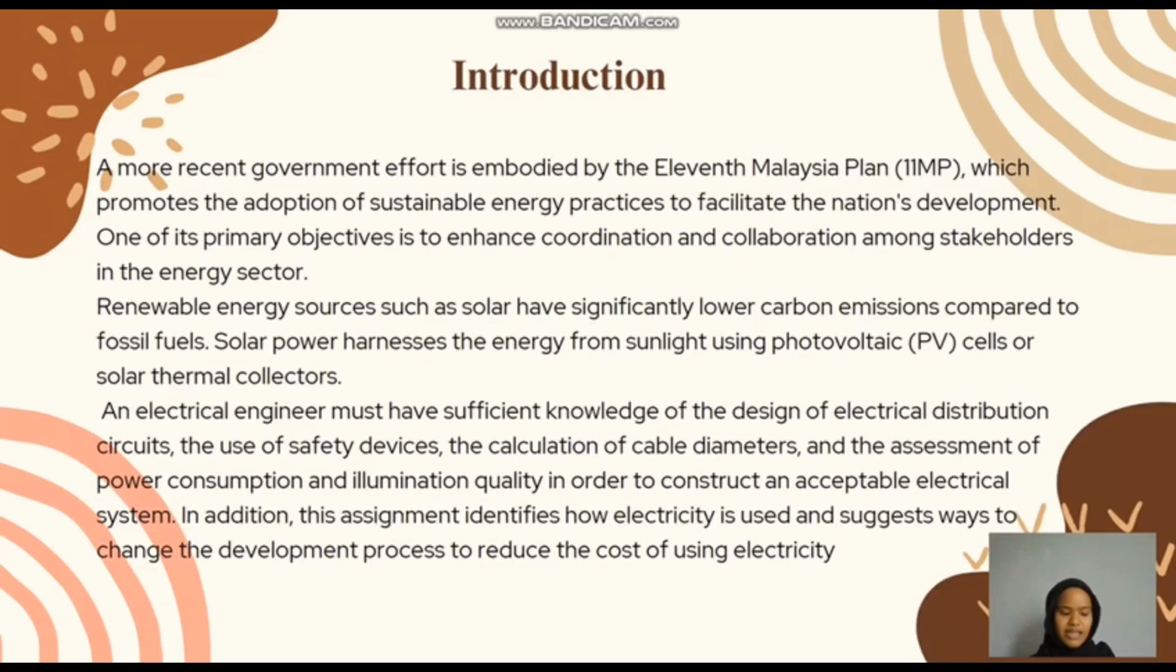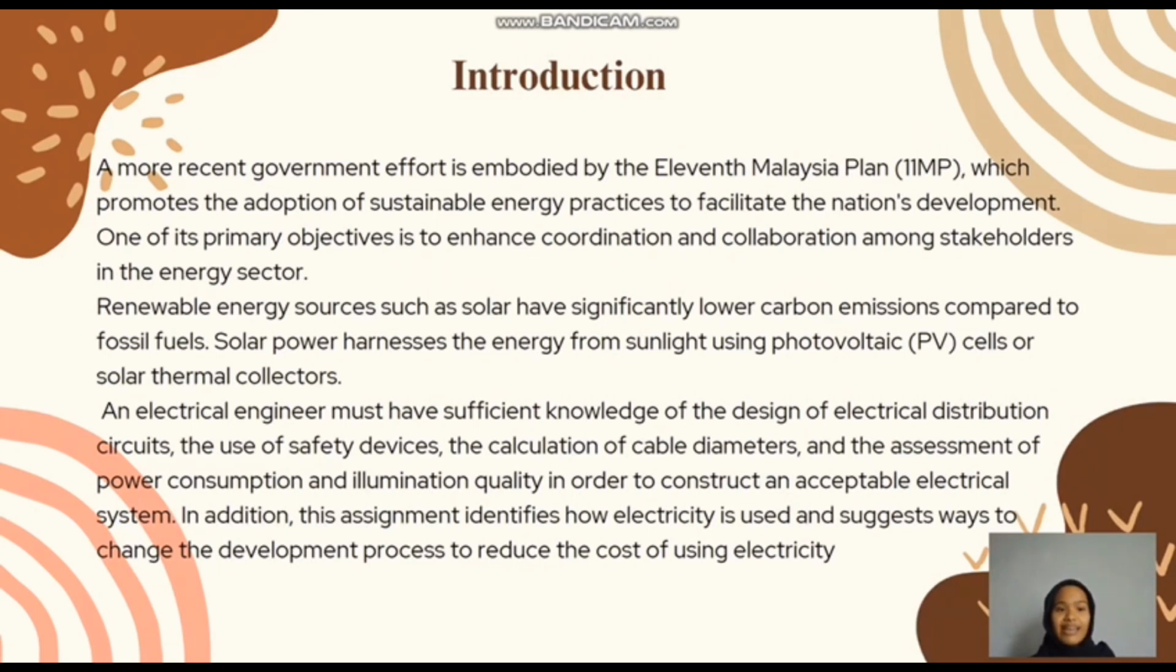Government, business, and individuals worldwide are increasingly embracing renewable energy to meet energy demands sustainably and transition toward a low carbon future. Renewable energy sources such as solar have significantly lower carbon emission compared to fossil fuel. And solar power harnesses the energy from the sunlight using PV cells or solar thermal collectors.